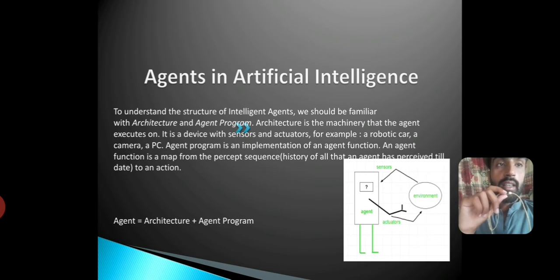Agents in artificial intelligence. To understand the structure of intelligent agents, we should be familiar with the architecture and agent program. Architecture is the machinery that the agent executes on, with sensors and actuators, for example, a robotic car, a camera, a PC. Agent program is an implementation of an agent function. An agent function is a map from the percept sequence, the history of all that an agent has perceived to date, to an action. Agent architecture, agent program.